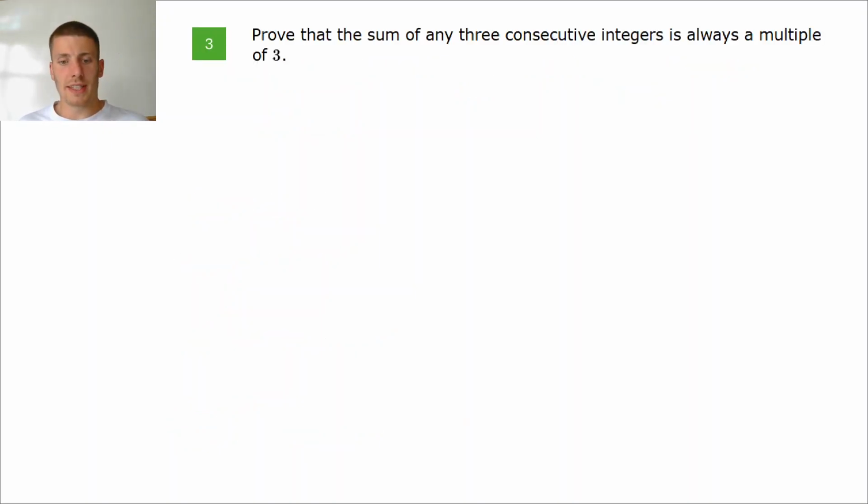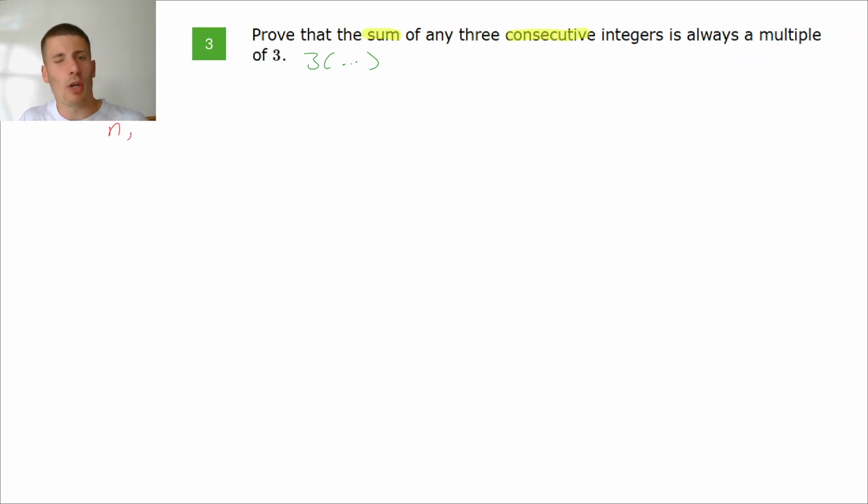Question number 3 says this: prove that the sum of any 3 consecutive, so in a row, like 2, 3, 4, 5, 6, 7, for example, is always a multiple of 3. So in this one, if you're proving something is a multiple of 3, you want to have 3 outside a bracket with some integer inside that bracket, okay? And importantly, again, sum means you're adding, and consecutive means in a row. So 3 consecutive integers we can write like this.